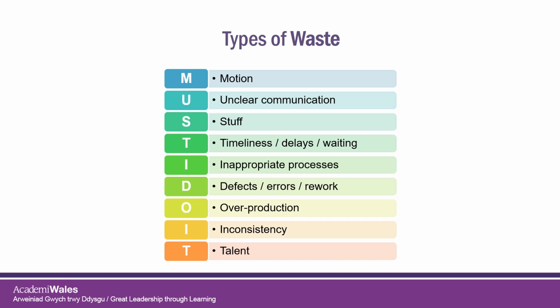I, inappropriate processes. These could be processes that don't even have to be done at all. They may be historic. D, defects, or errors, or rework. Things that have to be redone. We're not getting it right first time. O, overproduction. Overproducing things just in case, or even because it may be cheaper to buy in bulk rather than buying what you need.